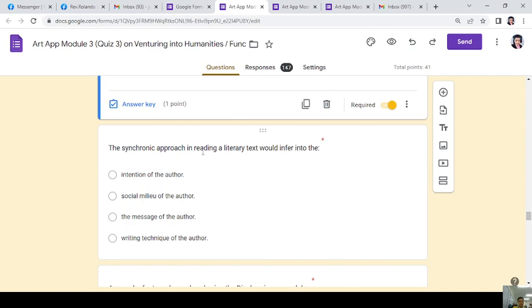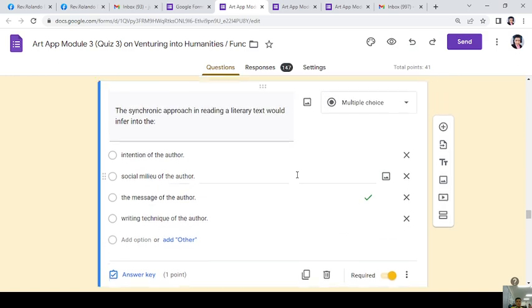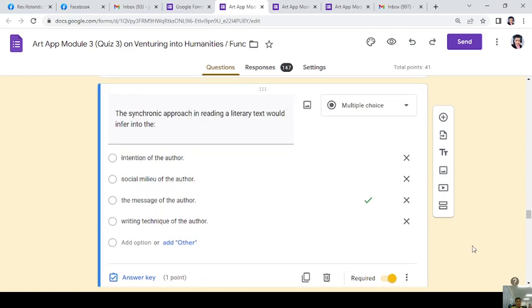Next, the synchronic approach in reading a literary text would infer into the blank. Synchronic tayo. Perfect. On the message of the author. Okay, message of the author. Like its particular lines, particular features of a particular artwork. Okay, so yeah, that's it.